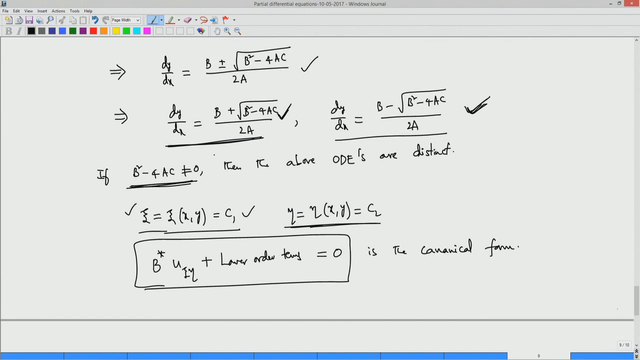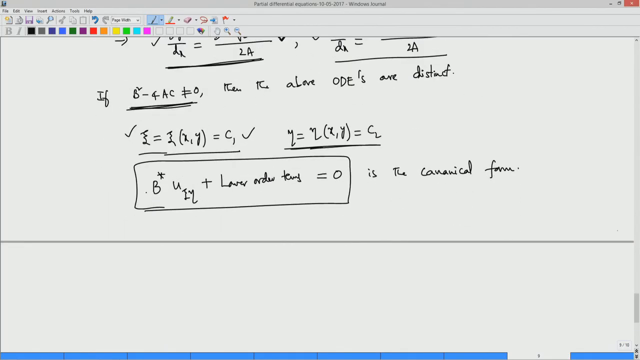So this is how you get your xi and eta variables if b square minus 4ac is non-zero. The canonical form is either hyperbolic or elliptic. If you have it in this form, if xi and eta are real, that is hyperbolic. If xi and eta are complex functions, then it is elliptic.